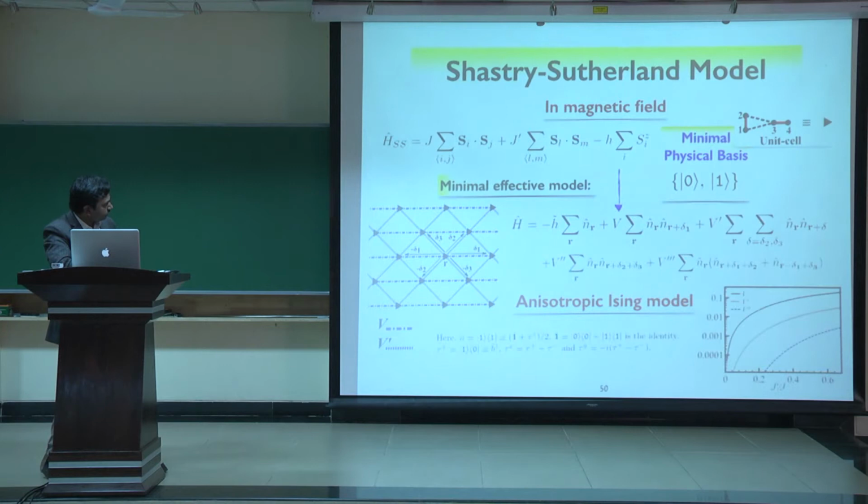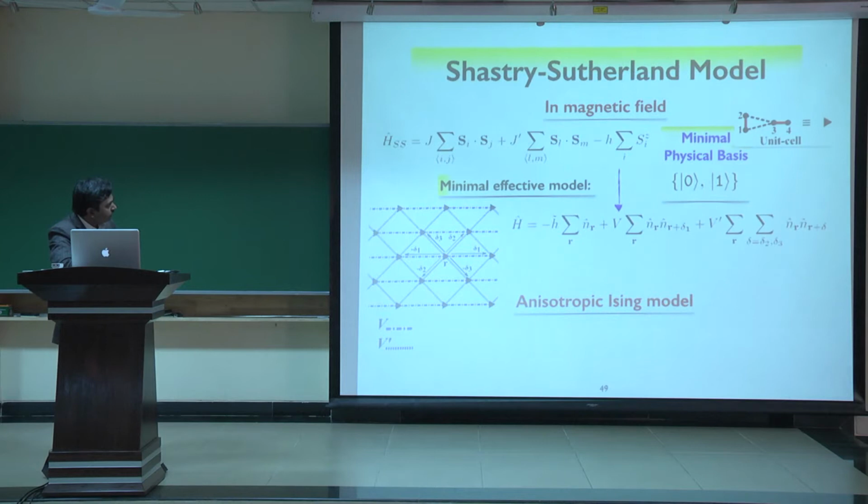So N just means the number of triplets per site. So it's a hardcore boson. N is 0 or 1. If there is a triplet, it's 1. Otherwise, it's 0. So V and V prime are the important interactions that naturally and minimally emerge as a result of this very simple exercise going beyond the dimer approach. So this is the very minimal model.